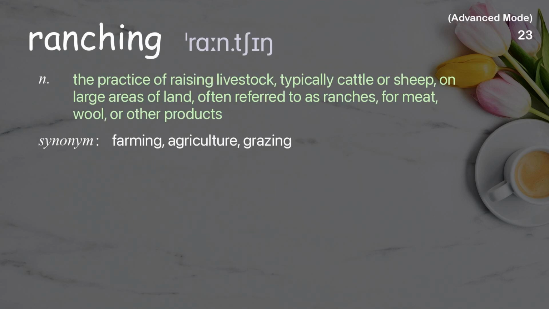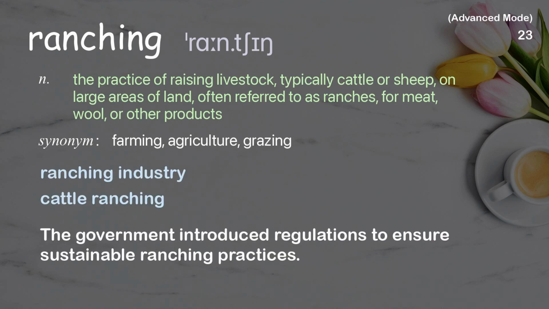Ranching. The practice of raising livestock, typically cattle or sheep, on large areas of land, often referred to as ranches, for meat, wool, or other products. Examples: Ranching industry. Cattle ranching. The government introduced regulations to ensure sustainable ranching practices.